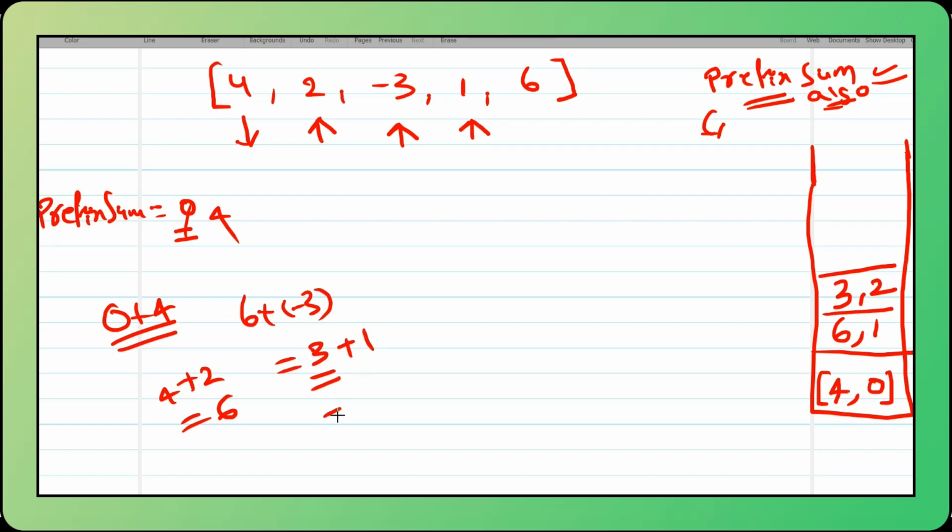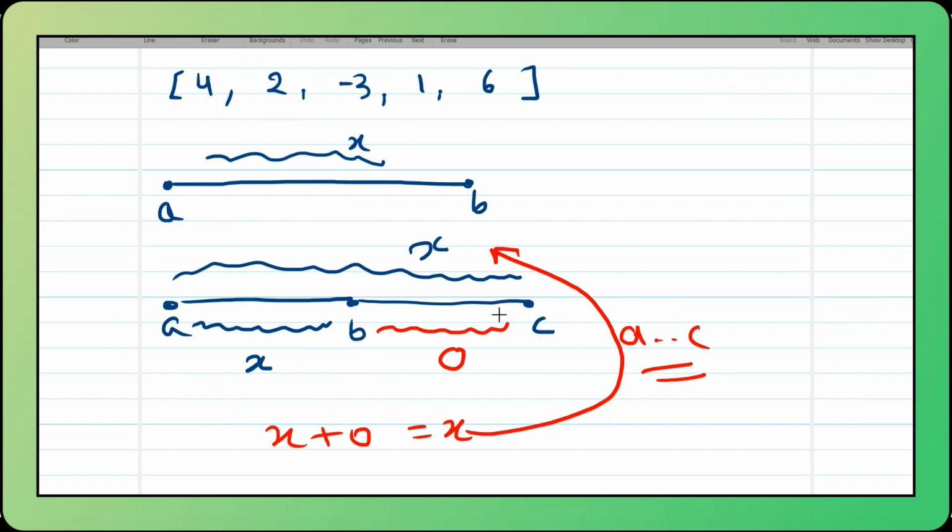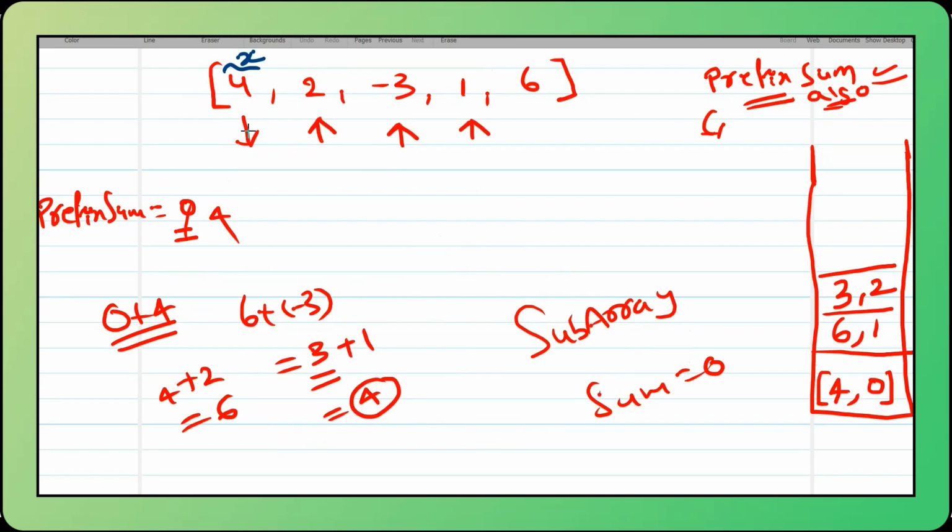Then I will come to here, 1. So 3 plus 1 returns me 4, and I check whether 4 is in my hash map. Yes, 4 is in my hash map. That means I can conclude I have a subarray whose sum is 0. How am I concluding? Let me explain. I already have 4. Assume this is X. Imagine this example, so this is X.